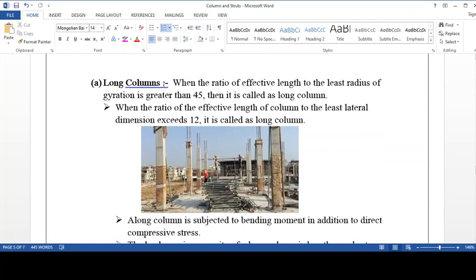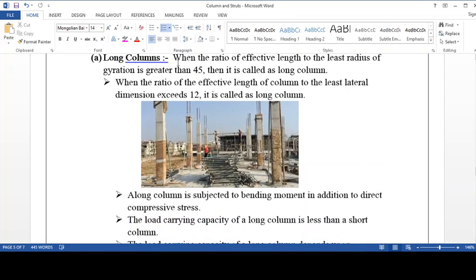Number one, long column. When the ratio of effective length to the least radius of gyration is greater than 45, then it is called a long column. At the same time, when the ratio of effective length of the column to the least lateral dimension exceeds 12, meaning greater than 12, it is called a long column. Let's see this diagram, you can understand long column.